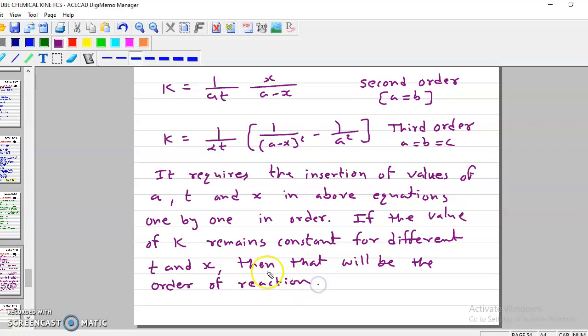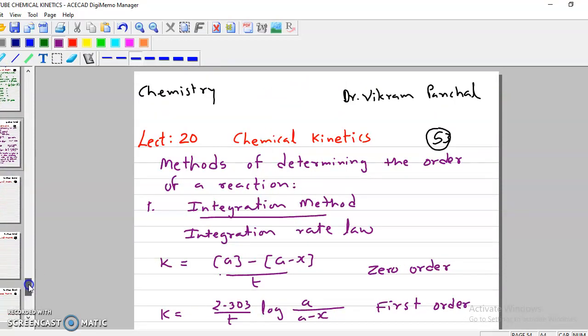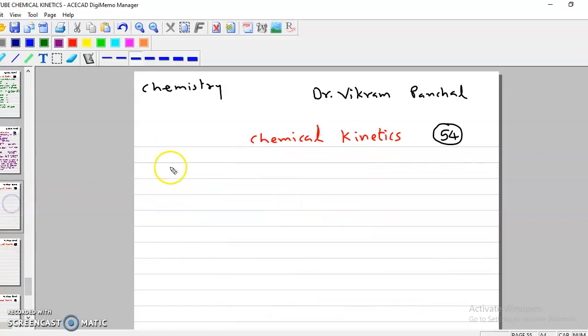So this way it is integration rate law, and we can find out by putting the values of A, T and X in different integration rate law, and if K is constant for that particular order, then it is the order of the reaction. Second method is called half-life method or half-life period method.